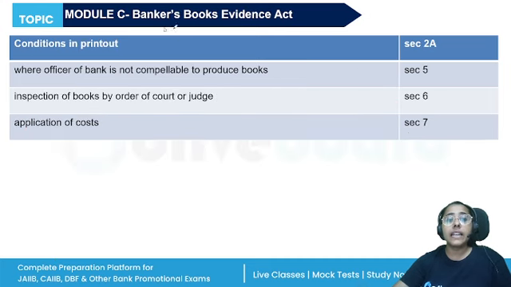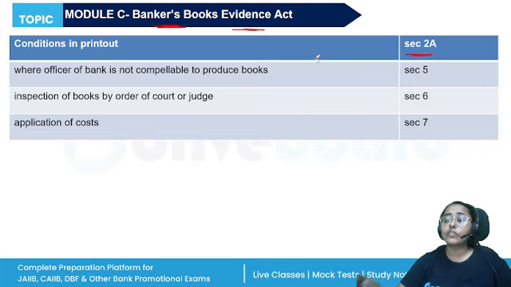Then we have the Bankers Books Evidence Act. This talks about wherever any evidence is to be presented, we need not present the original document. Copies are also accepted. So section 2A talks about the conditions of a printout. We have the certified copy; if maintained in the electronic form and in the mechanical form, then a printout can be taken. So, what are the provisions?